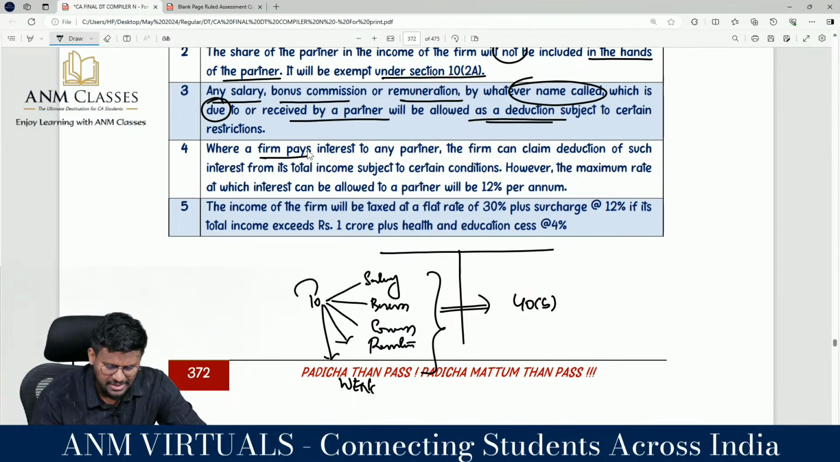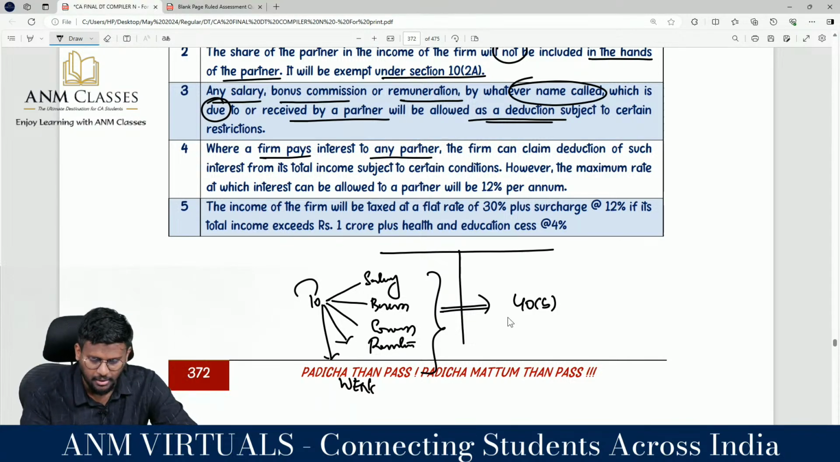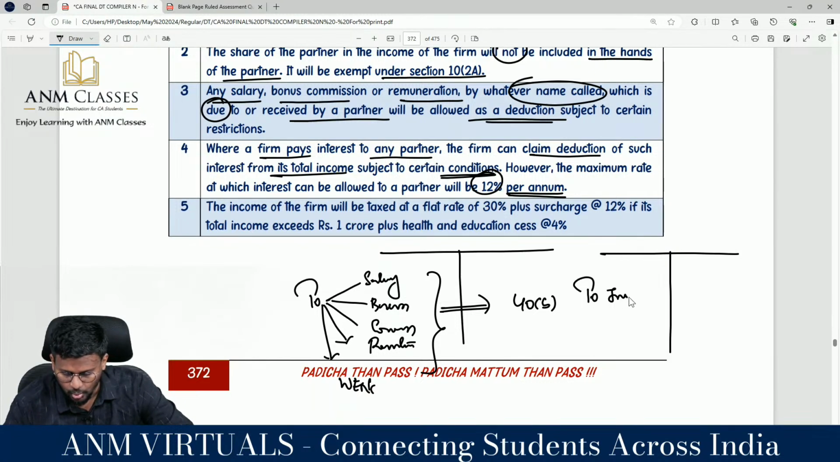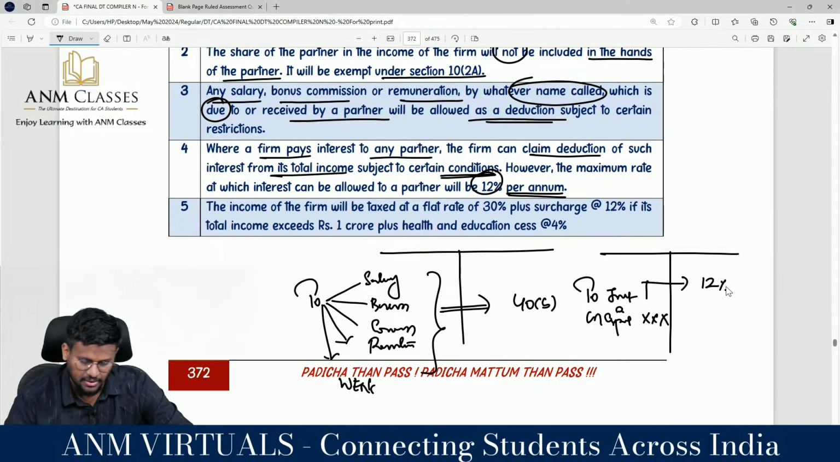Where a firm pays interest to any partner, that means one partnership firm is paying interest to any partner, the firm can claim deduction of such interest from its total income subject to certain conditions. However, the maximum rate at which interest can be allowed to the partner will be 12% per annum. That means in addition to the remuneration to partners, they can debit interest on capital to the P&L account. That will be maximum 12%.